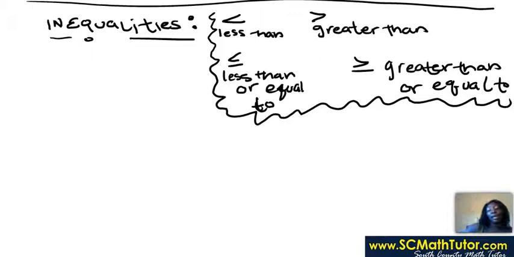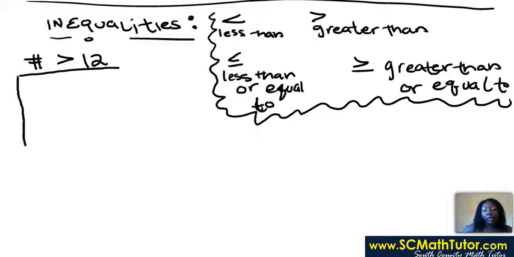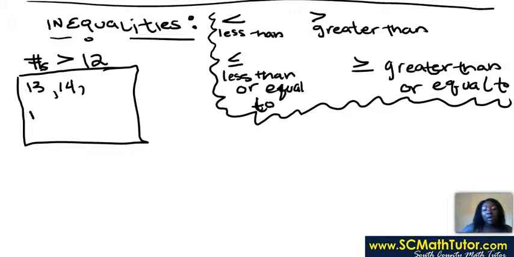Okay, let's say I want a number that is greater than 12. Give me a list of numbers that are greater than 12. Okay, well, 13 is, 14 is, 101.3 is greater than 12. Here's a question. Is 12 greater than 12? The answer is no. 12 is not greater than 12.